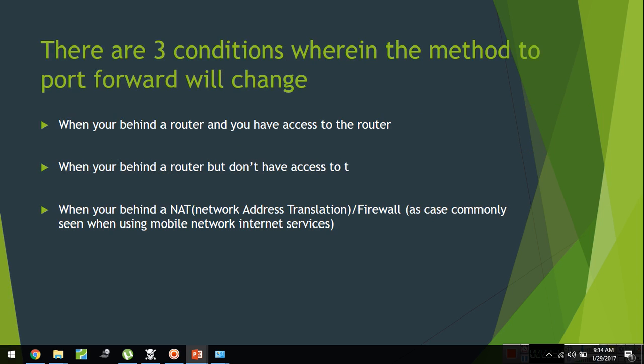Now there are three conditions wherein the method is different if you want to do port forwarding. The three conditions are as follows: when you have a router which you can access, when you have a router which you cannot access, and when you're behind a network address translation or a firewall, which is commonly the case in mobile networks.